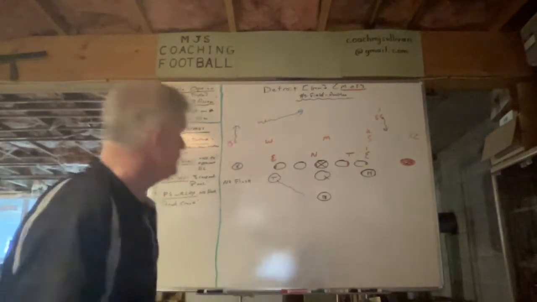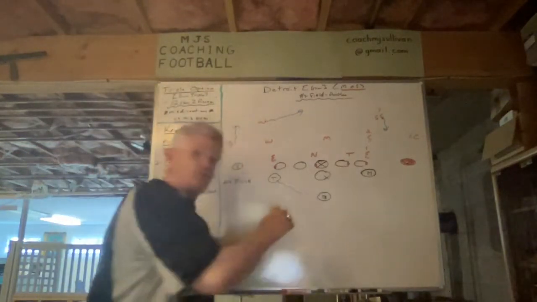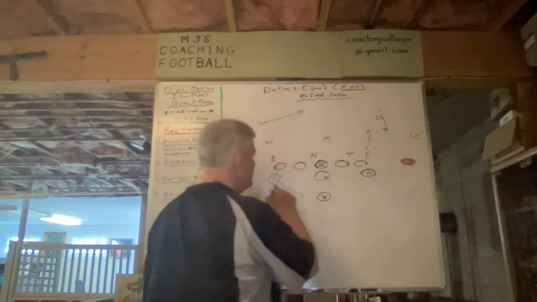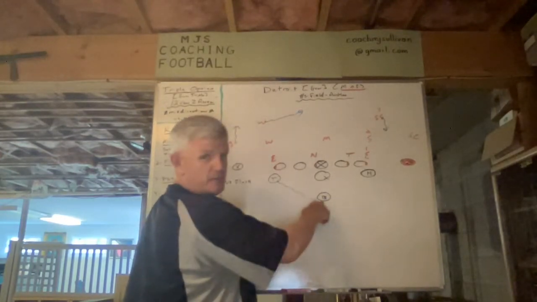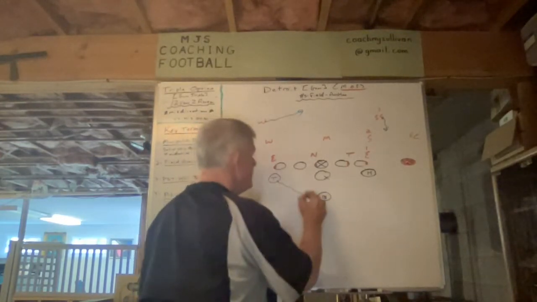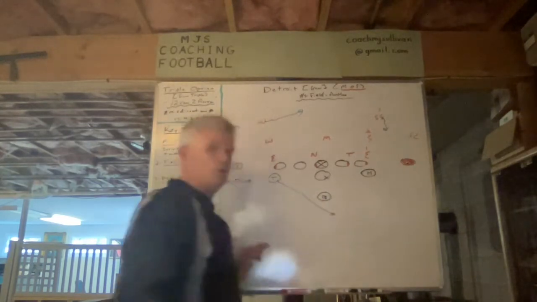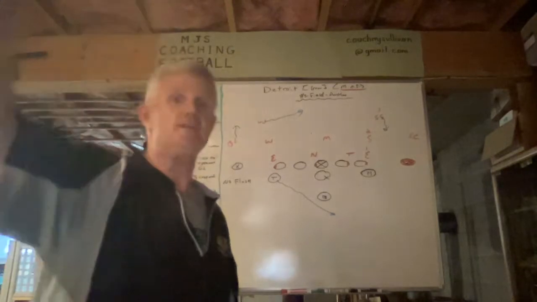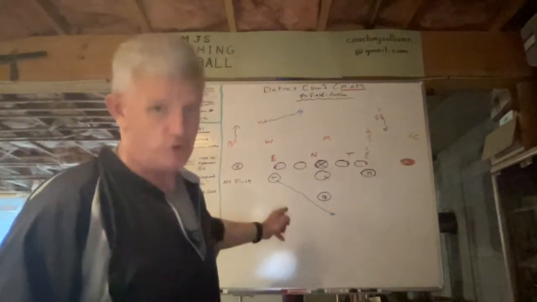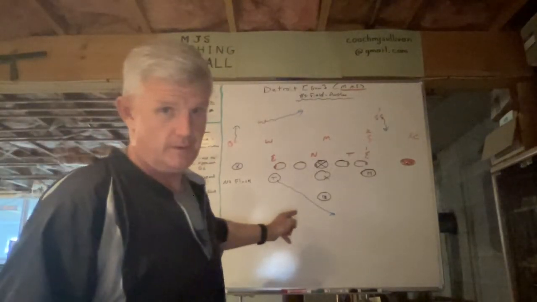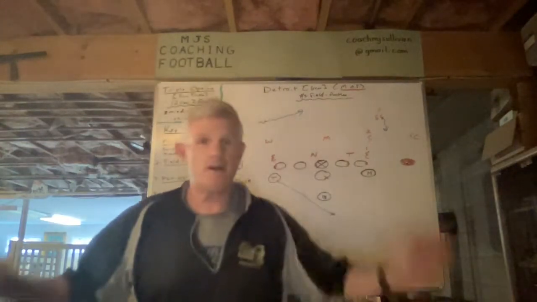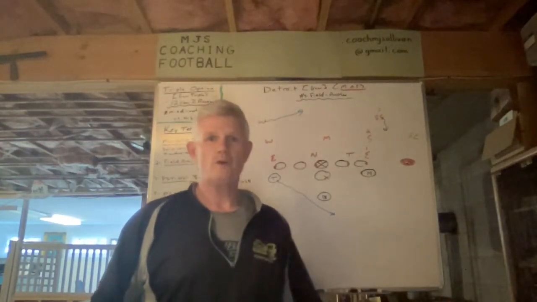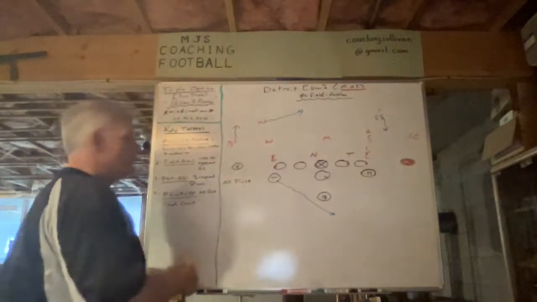Now, the other aspect of this: normally tail motion is to the tail of the B-back. Now he is going to go 2 yards deeper, so we deepen the aiming point for the tail motion. If you're on defense, you're not necessarily going to be able to see that.